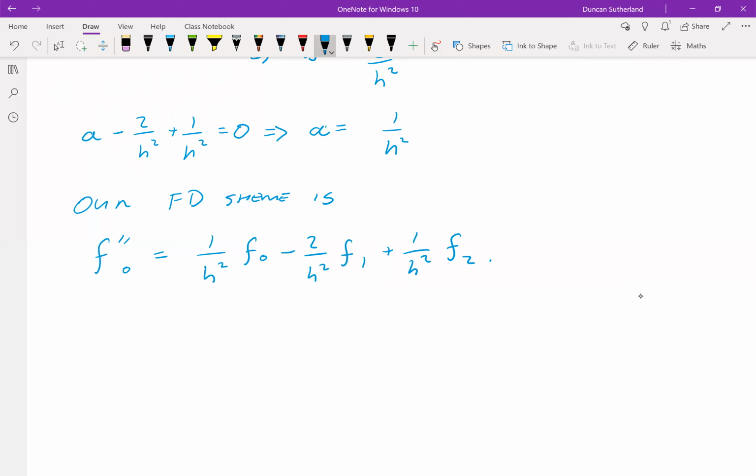and you can trace back what size of error we've made by looking at the size of the term that we've neglected. You can check this on Wikipedia. The coefficients are correct, so you can actually go and plug in. You can go and look up the tabulated version, which will be 1, minus 2, 1.